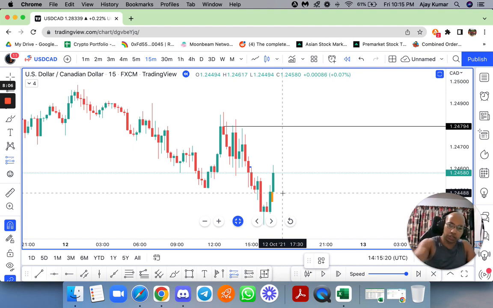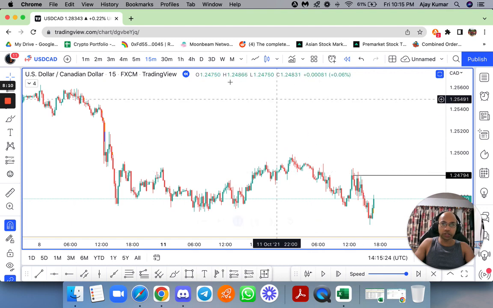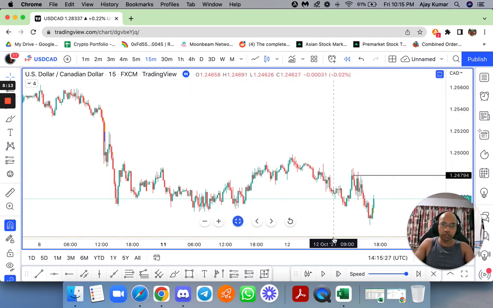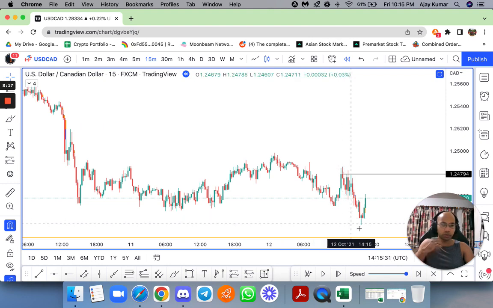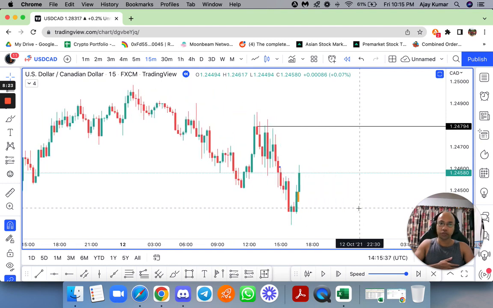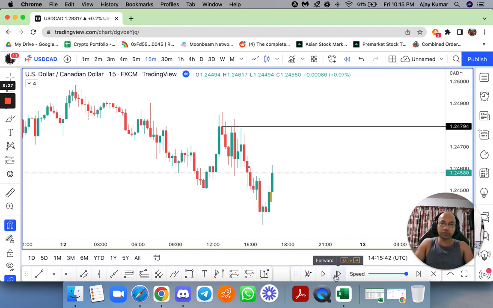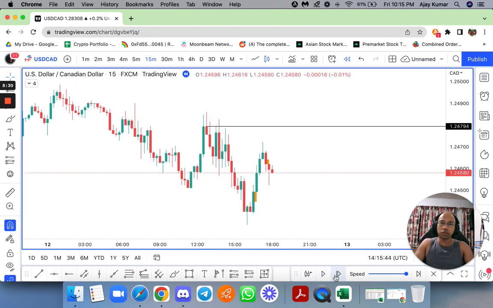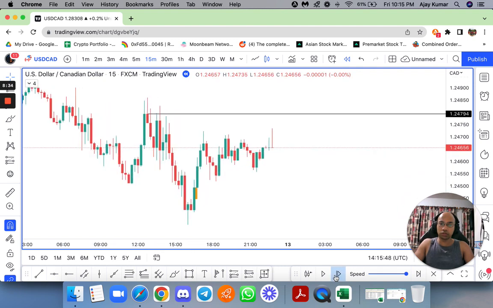Wait, this is pretty high risk. You know why? Because you see there's liquidity, the orange line, right below there. So price might just want to come back down and take that liquidity. We don't know. So I'm not going to take this entry. It's pretty high risk. I'll wait for the price to go above.